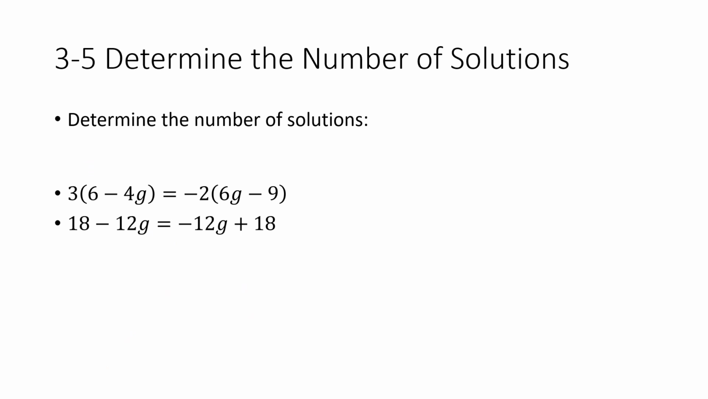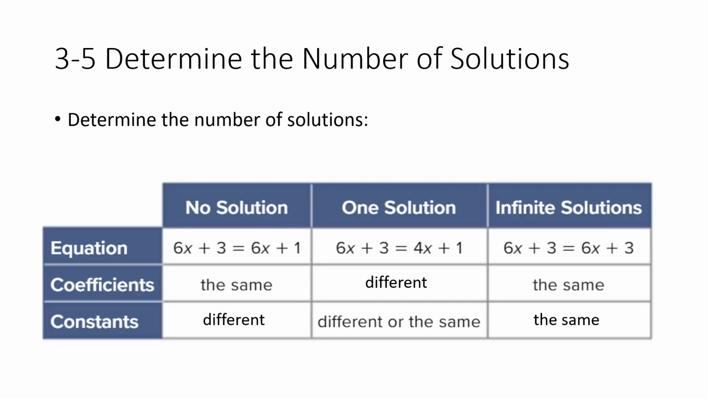So this should be your equation after your distribution, at which point you would combine your variables. When you combine your variables, you should once again get 18 equals 18, meaning infinite solutions. All right, so this is the table I really want you to copy down because it kind of helps you identify where you are before you even finish the problem, right?